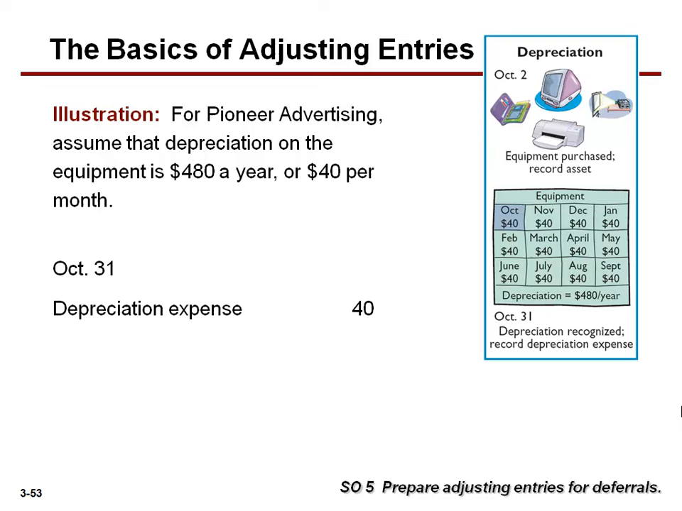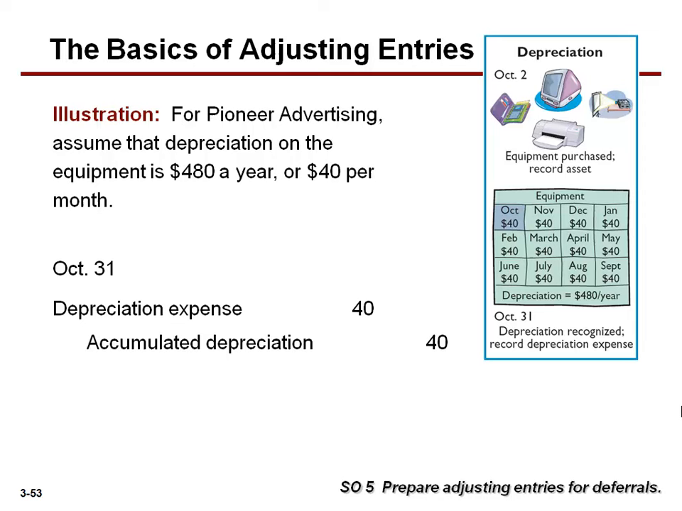Credit an account called accumulated depreciation, $40. Again, this is just a systematic allocation of the depreciation expense for the month of October. Note that the account accumulated depreciation is not the equipment account itself, but it's a new account. We're seeing it the first time in this chapter. It's called a contra asset account.